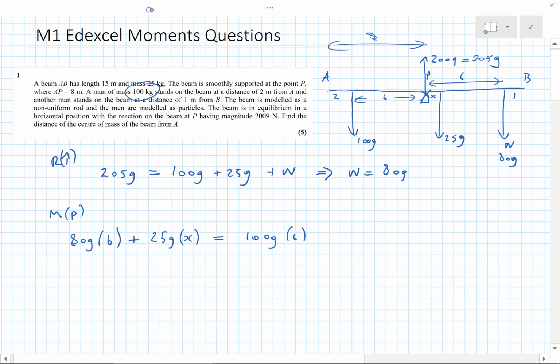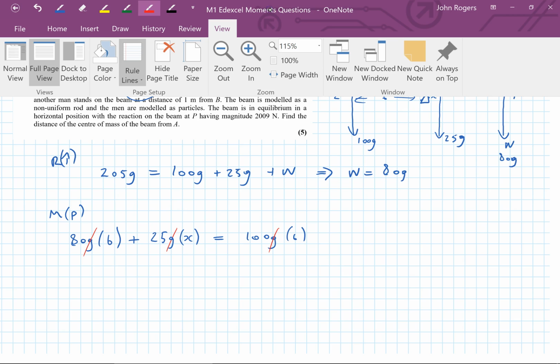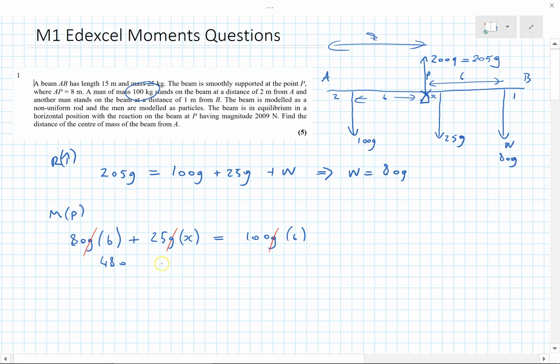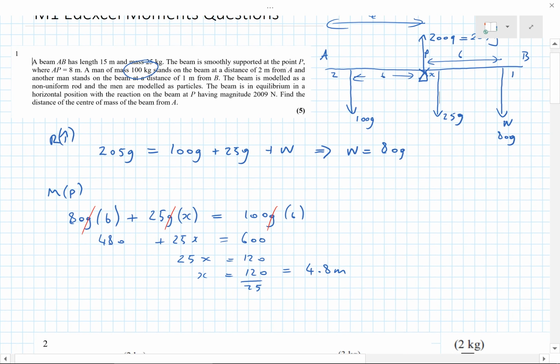Now g cancels from everything, so it's always nice when g cancels. That's 480, that's 25x, that's 600, so I get 25x equals 120, x equals 120 over 25, which is equal to 4.8 meters. So it's actually quite a considerable way along here, further than I've marked. It doesn't matter, but what does matter is that we answer the final question. It wants the distance from A, so the distance of the centre of mass from A is 4.8 plus the 8, which is 12.8 meters. Okay, so that question is done.